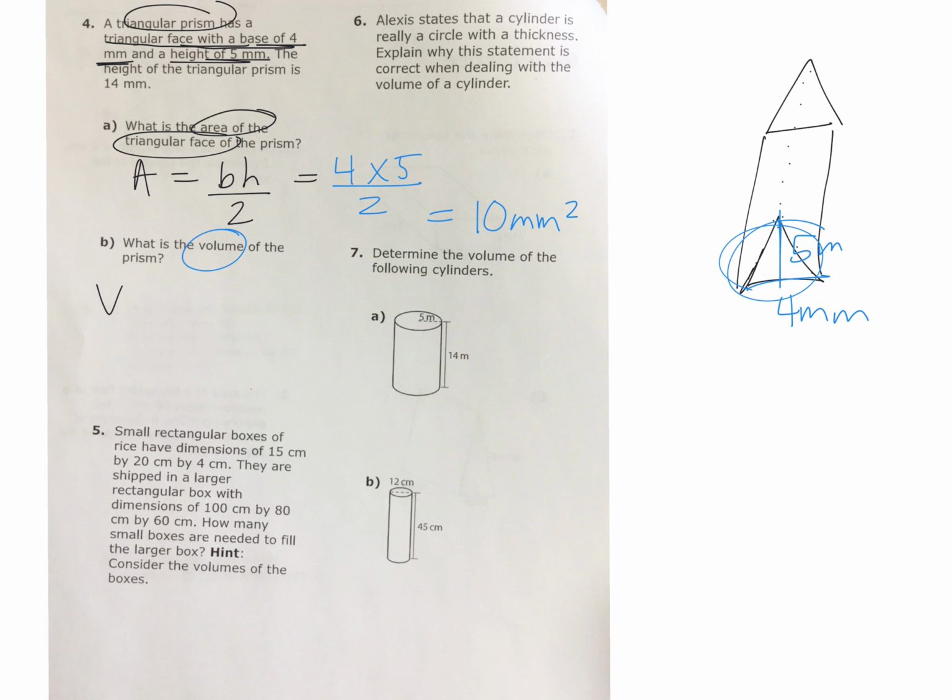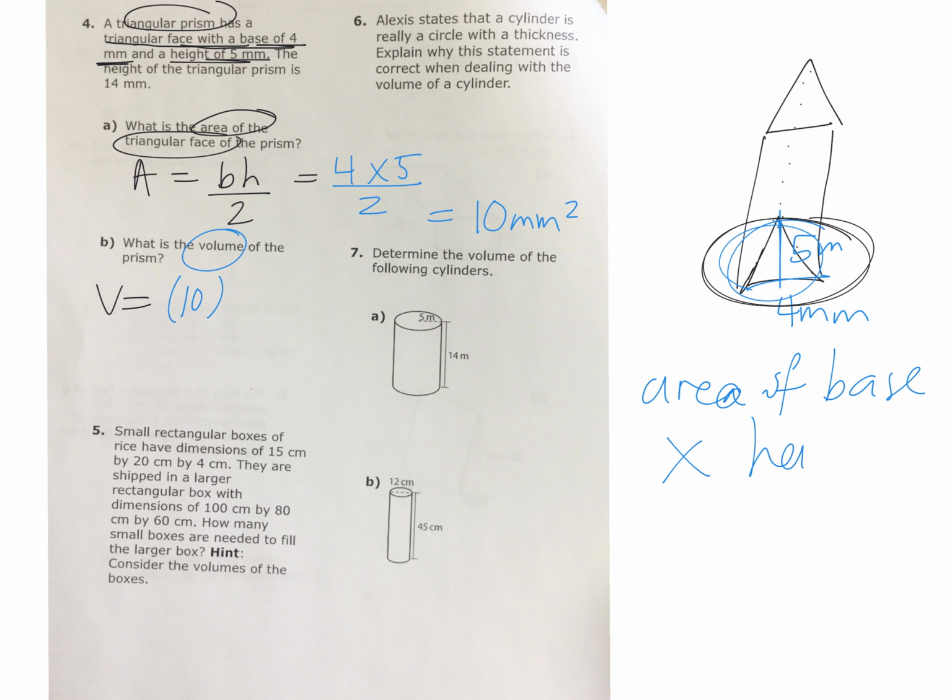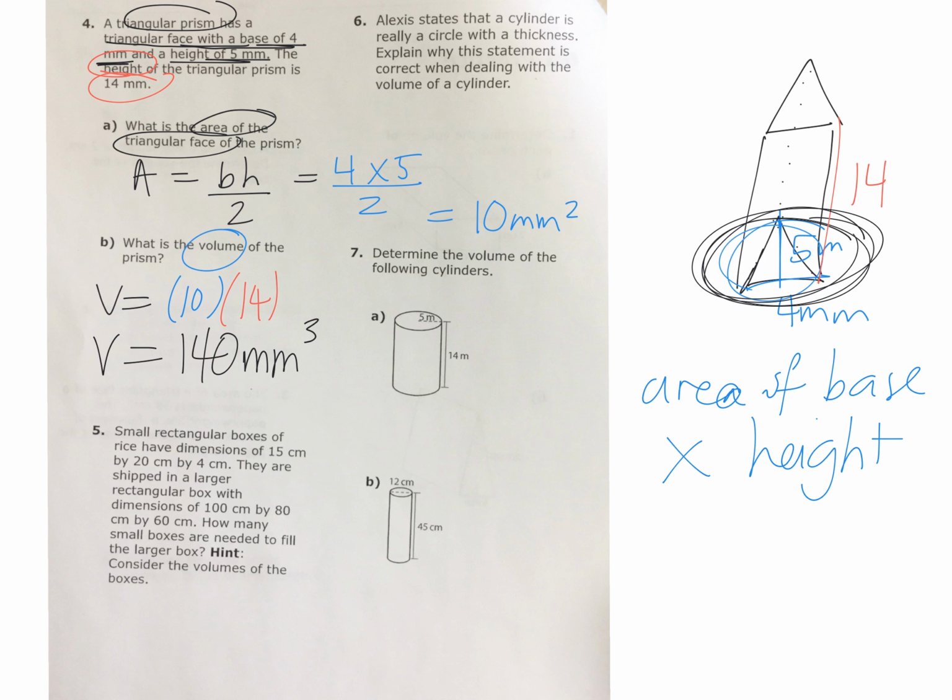Now we're going to find the volume. So the volume of a triangular prism is equal to the area of the base, which we just found. What is the area of the base? 10. Okay, that's the area of the base, times the height. Go back to the question. What was the height of the prism? 14. So we're going to take 10 times 14, and that's going to give us the volume: 140 millimeters cubed. This is just them breaking it down into two parts. Find the area of the base, which is a triangle, then multiply it by the height.